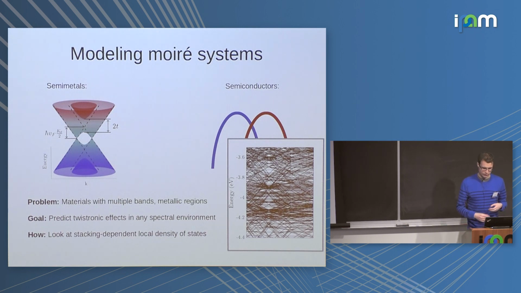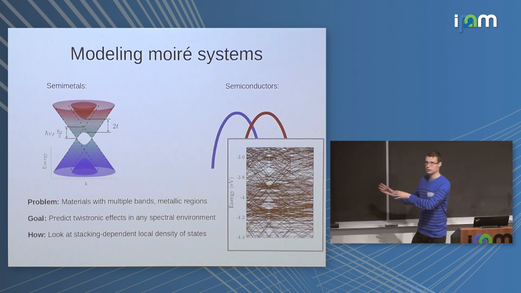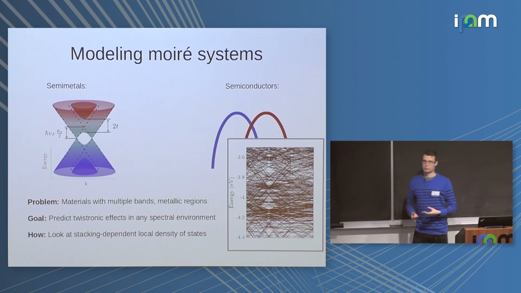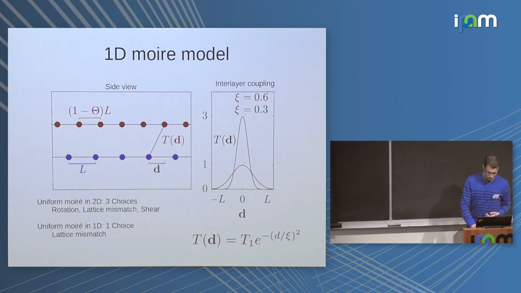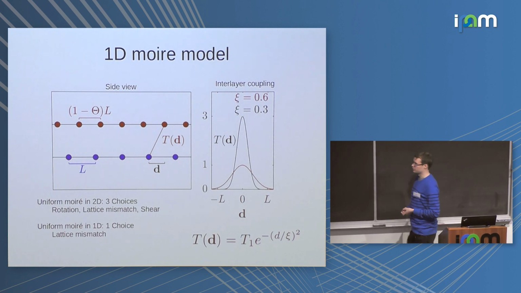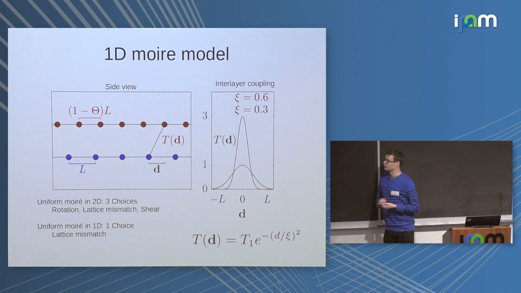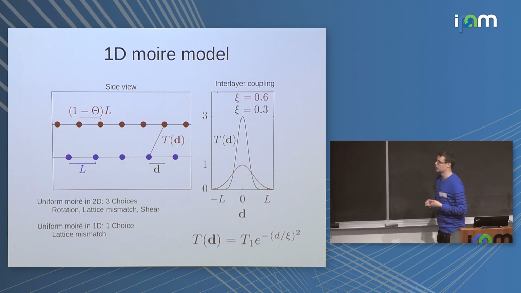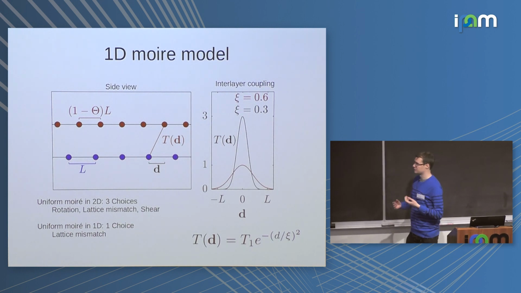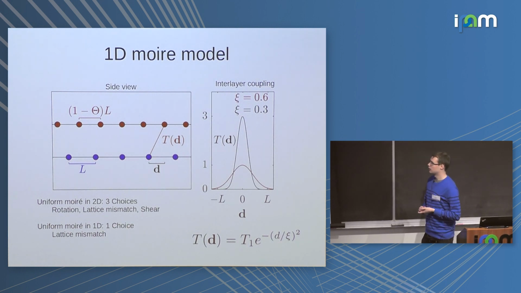So what I'm going to do is focus on local density of states. So instead of thinking about k-projected energy, I'm going to look at spatially projected energy. Okay. So to do that, we're going to start with a one-dimensional model. This is a very traditional incommensurate chain model. I think it's been studied in a few other contexts. We have two layers here.